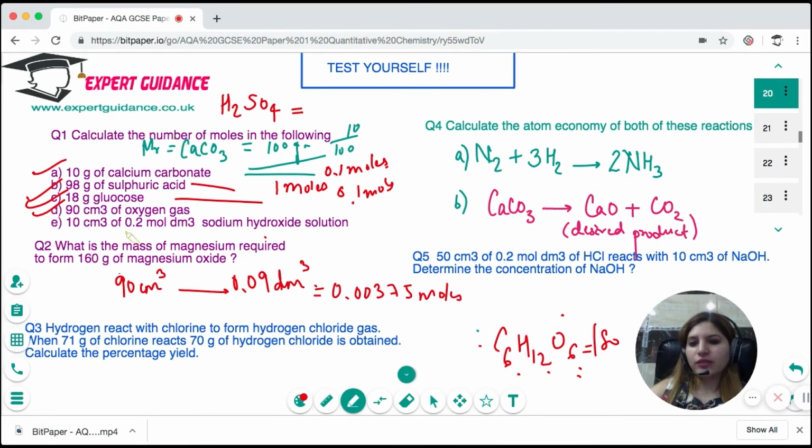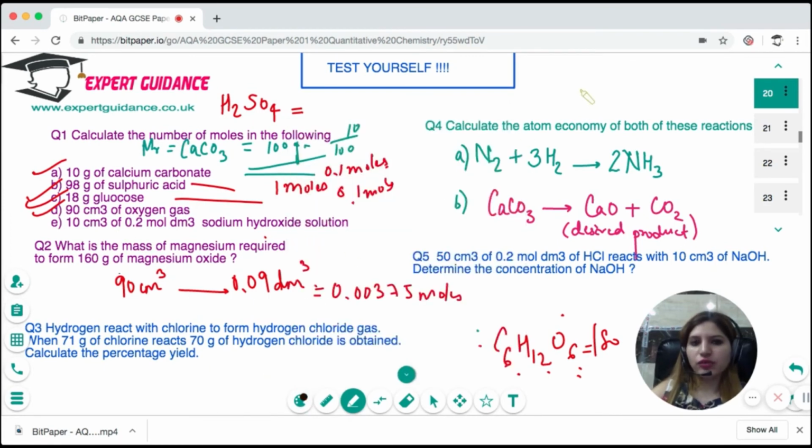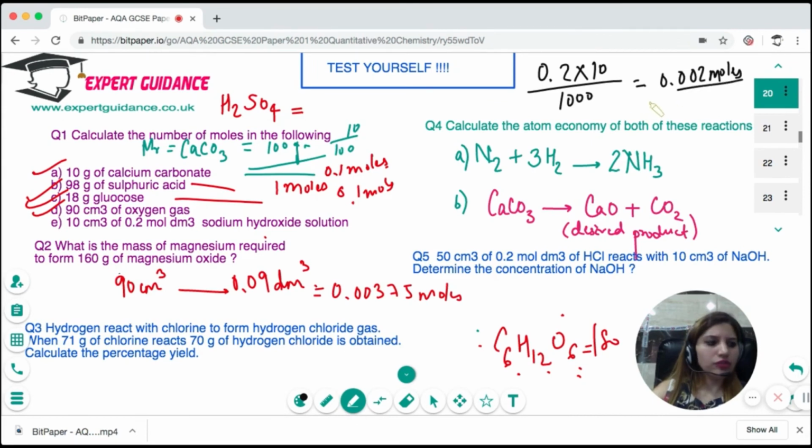Next is 10 cm cube of 0.2 moles per dm cube sodium hydroxide solution. Now to find the moles, you do concentration times the volume. Our concentration is 0.2. Our volume is 10, but it is in cm cube, so you divide by 1000. So it is 0.2 times 10 divided by 1000, which is 0.002 moles. Okay, so I hope how to calculate the number of moles is clear to you.